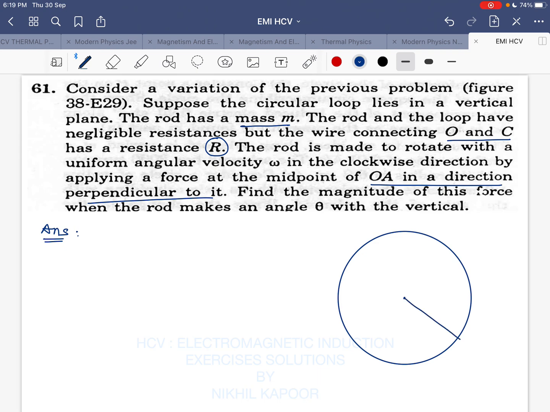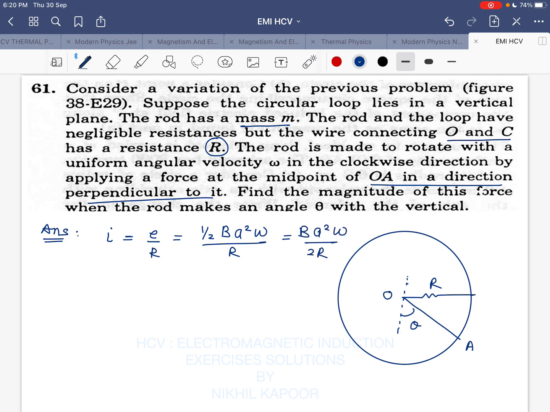So let us suppose when the rod is at an angle theta with the vertical, this is O, this is A, and OC is being connected by, say, this resistance R, and the loop is not having any resistance. So definitely the induced current in the circuit would be EMF induced upon resistance, and EMF induced is given by half B A square omega. So the current is B A square omega upon 2R, which is flowing through OA.